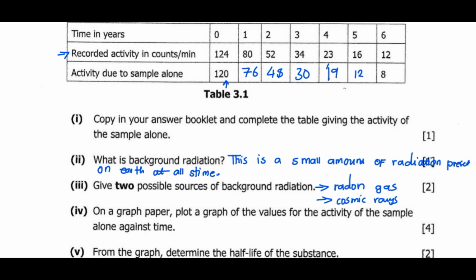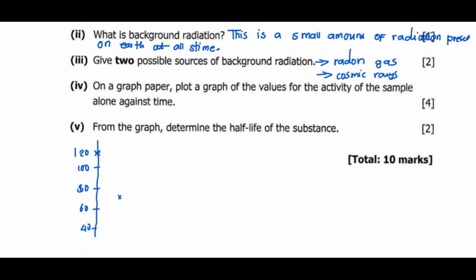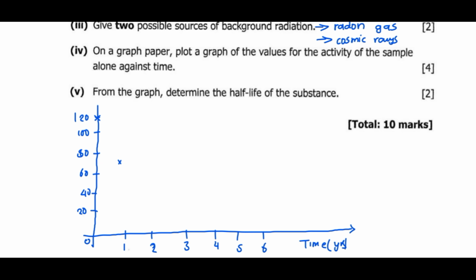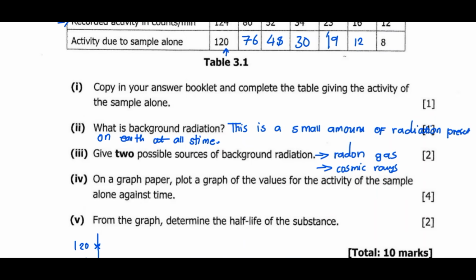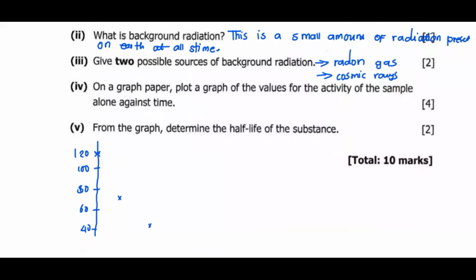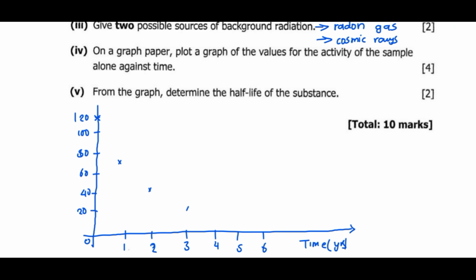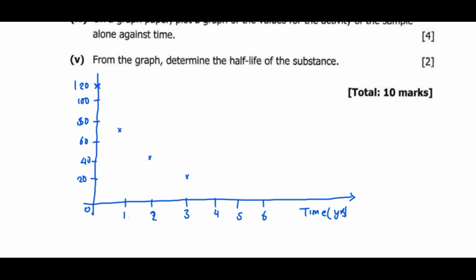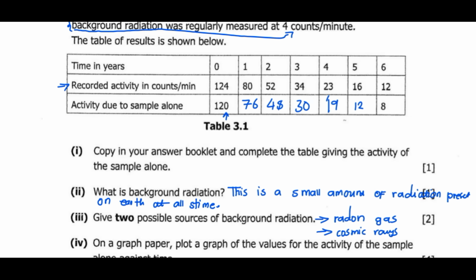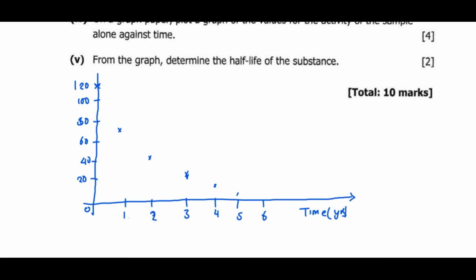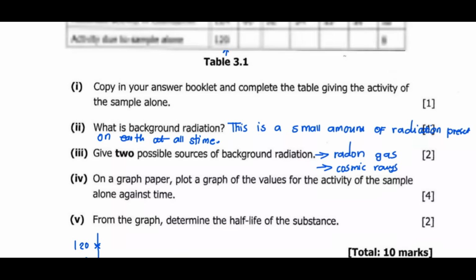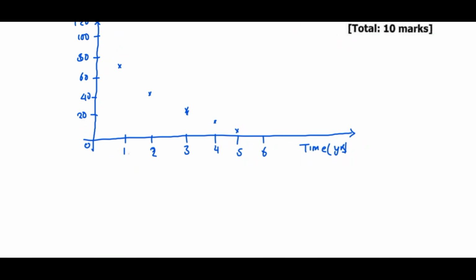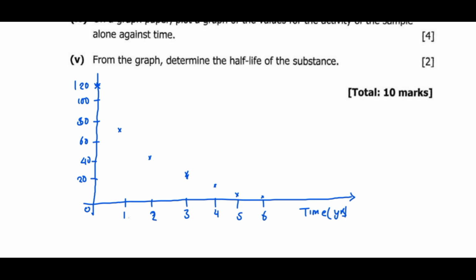Then what else? 2, 48, somewhere here. 3, 30 is here. 4, 19, so 19 is somewhere here, just below 20. 5, 12 would be somewhere here. 6, 8, somewhere here.